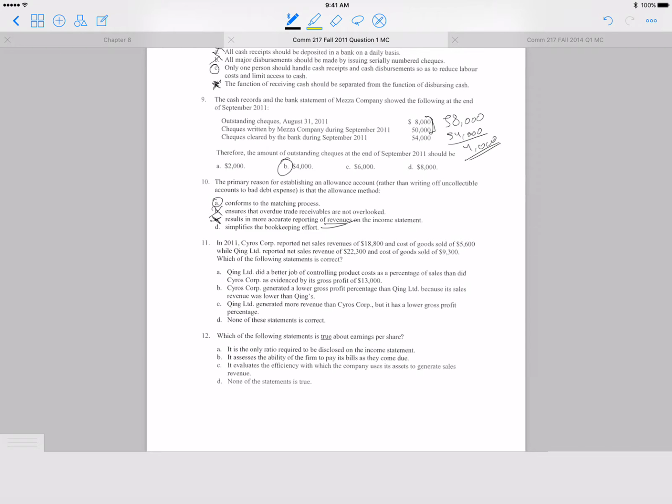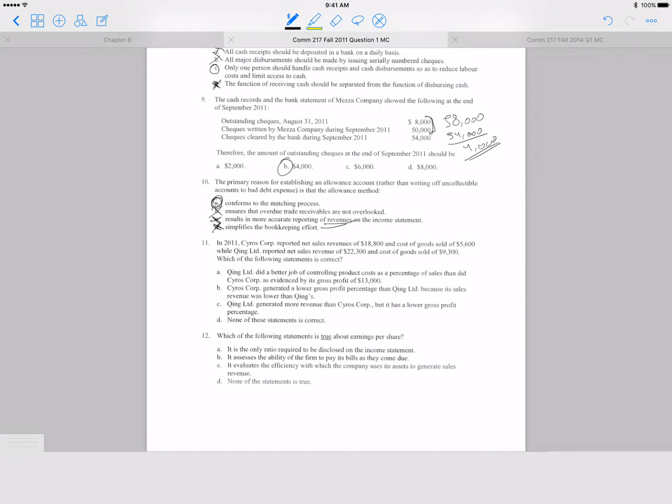And D says it simplifies the bookkeeping effort. Well, as you know, when you were practicing your allowance method, it's actually a very tedious process with a lot of percentages and sums. So it definitely does not simplify the bookkeeping effort. So the answer is A.